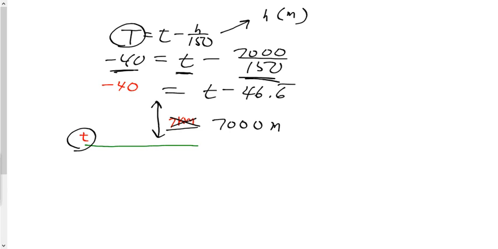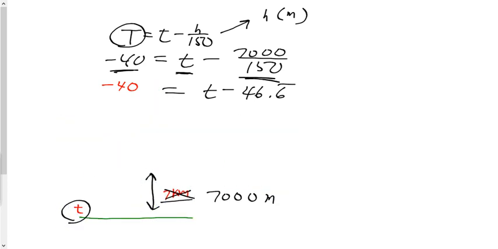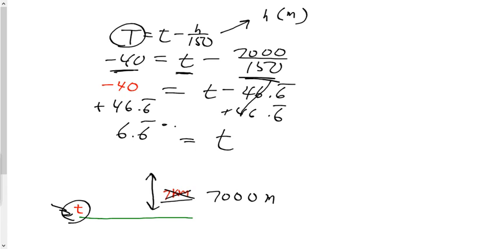So we have negative 40 equals t minus 46.6 repeating. Add 46.6 repeating to both sides. Isolate the t, which is the ground temperature that we're looking for right here. And that equals 6.6 degrees Celsius, or 6 2/3 degrees Celsius, because decimal 6 repeating is 2/3. So therefore, the ground temperature is 6 2/3 degrees Celsius.